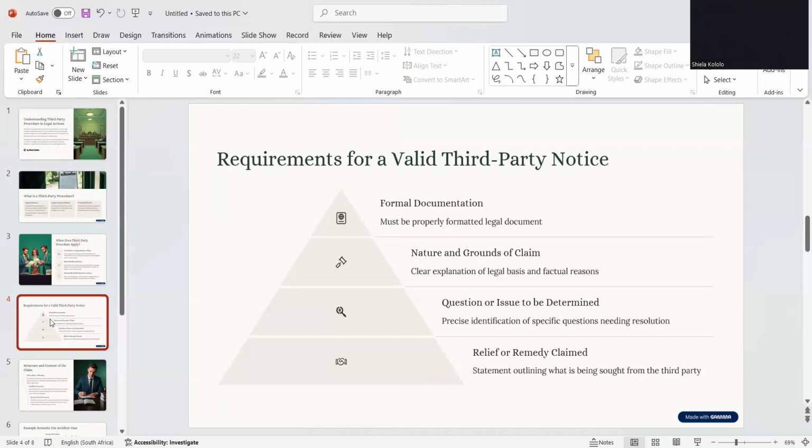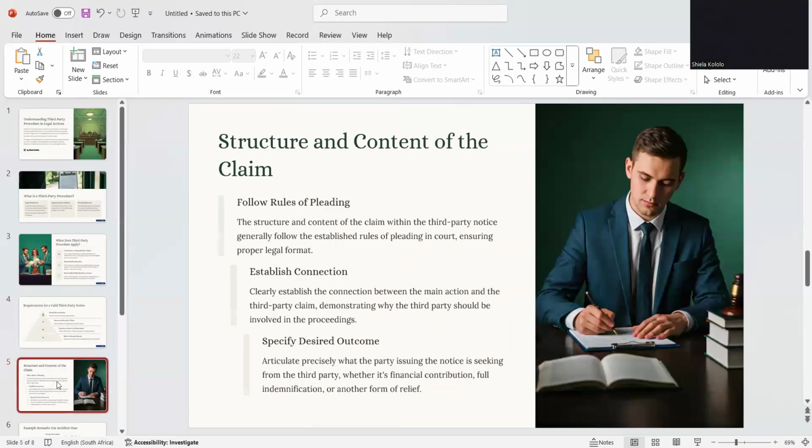So remember, you'll be giving notice. You must state in your notice the nature and grounds on which you are now bringing a third party, the question or fact, and then the relief you are seeking to claim from the third party, since you are calling them to the proceedings now. And then the structure and content of the claim.